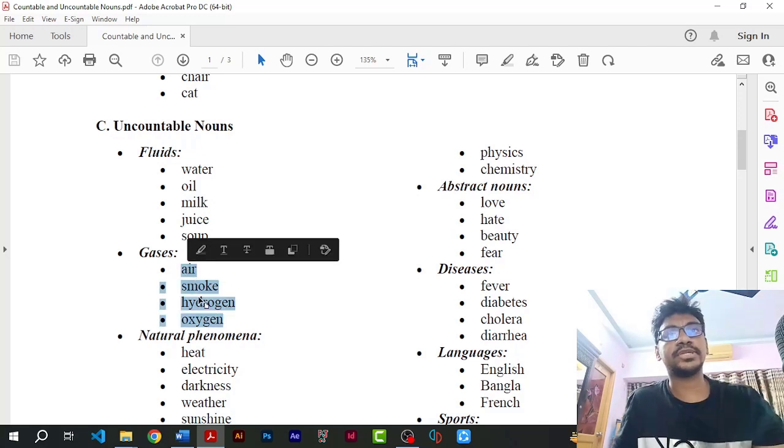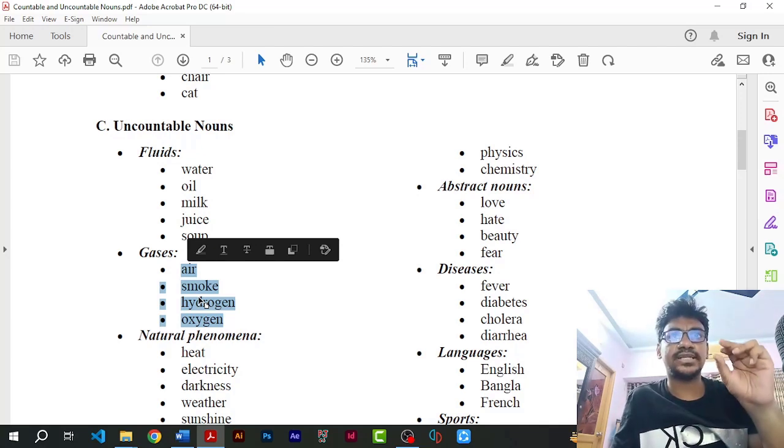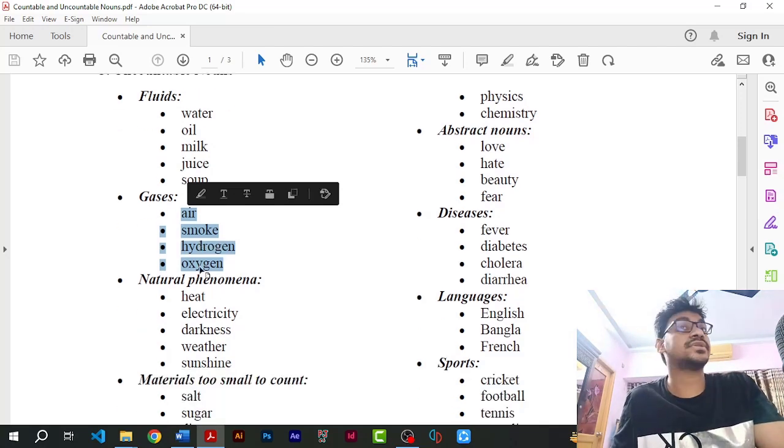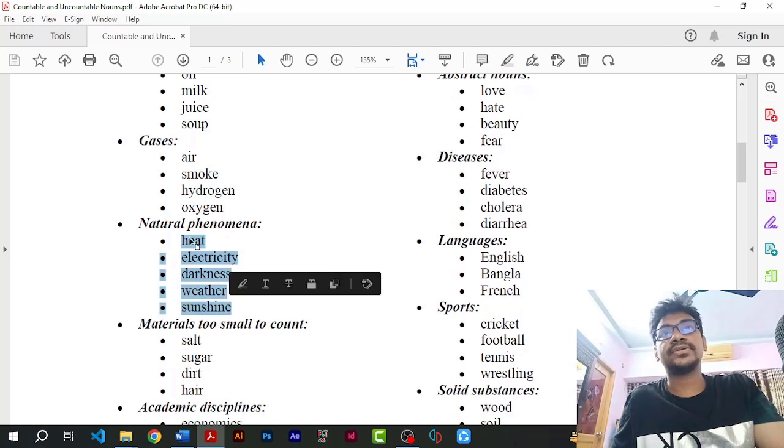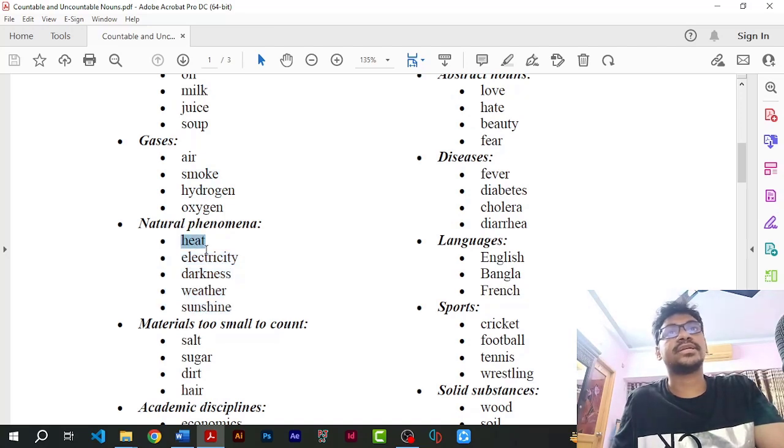But we do not normally talk about atoms and molecules in everyday language. That's why they are normally uncountable. Technically you can count the atoms, but usually we do not count them. So I will not explain all of them. You can take a look. Natural phenomena like heat, darkness, we cannot count them.